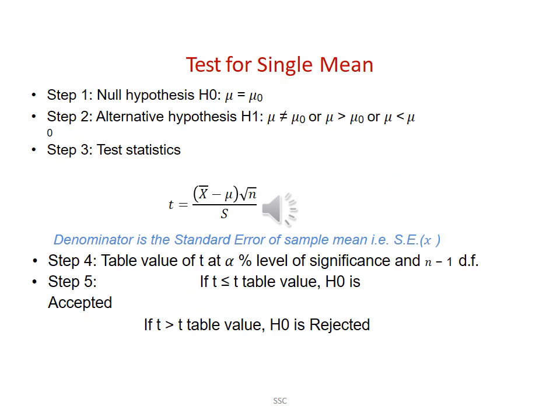Test for single mean. There are five steps we have to follow while solving this type of t-test. First step, we should write the null hypothesis statement. Next, the alternative hypothesis statement. Then, what kind of formula we have to use for our research problem, which will be the test statistic. The fourth step, the degrees of freedom value, which is based on the sample size. And finally, we should compare our calculated value with the table value. Finally, we can write the inference based on the final result.